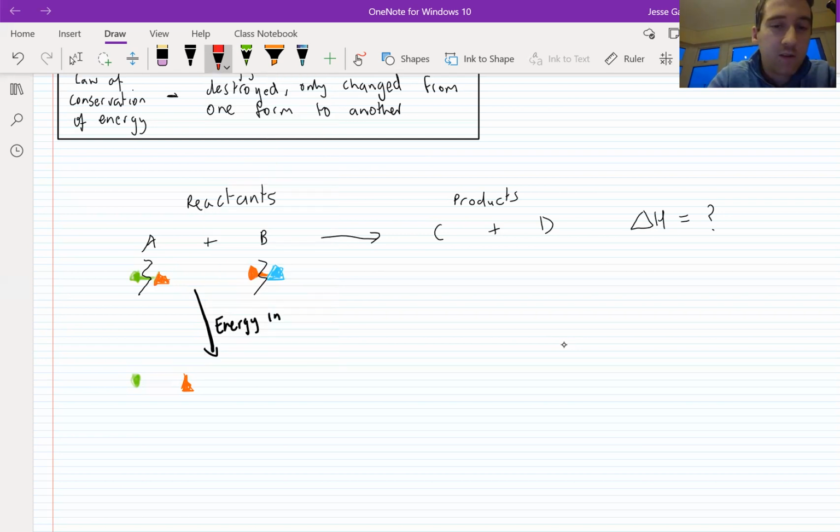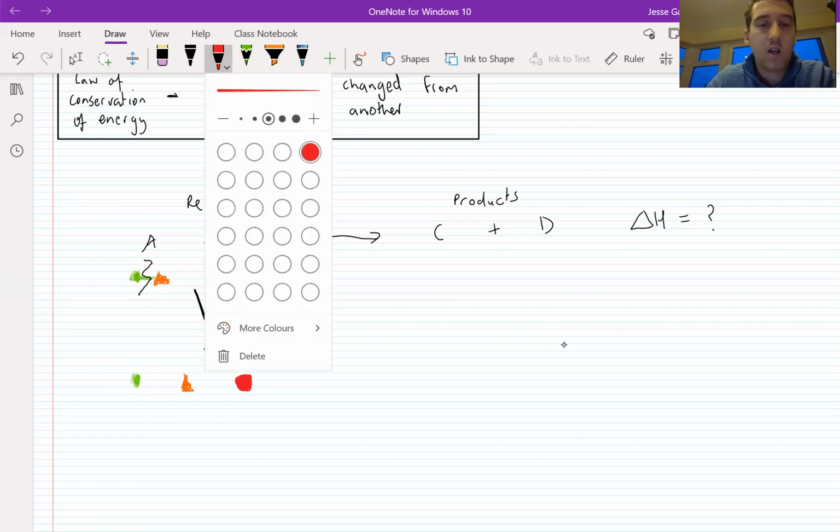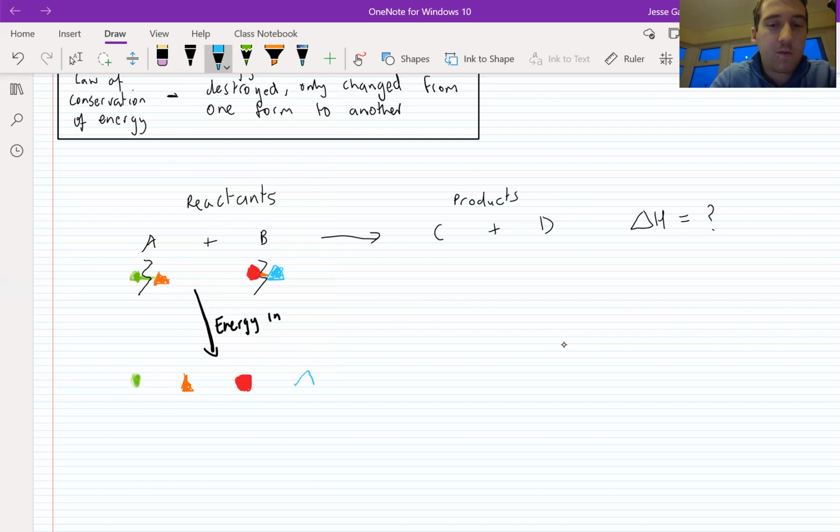Actually, I'm going to say that that was a red circle, just so that it's clear the difference between them. We've got the red circle. So we've got the green circle, the orange triangle, the red circle, and we've also got the blue triangle. And they are separate. None of these are bonded together anymore. So we've got different types of atoms, and they're not chemically combined to each other.